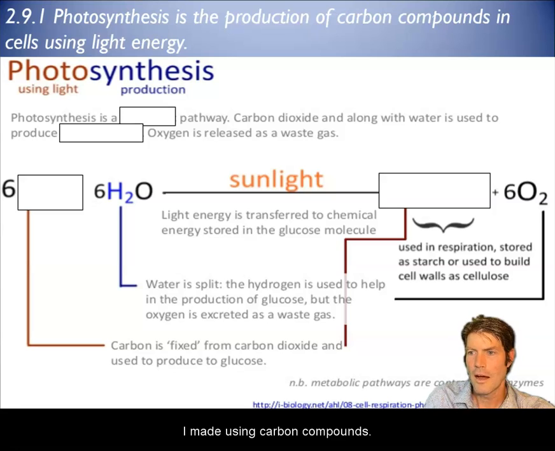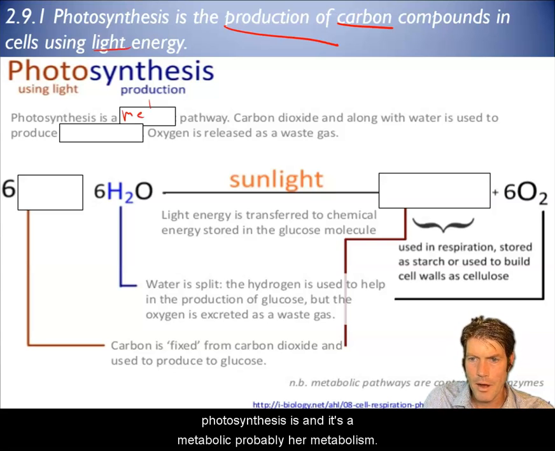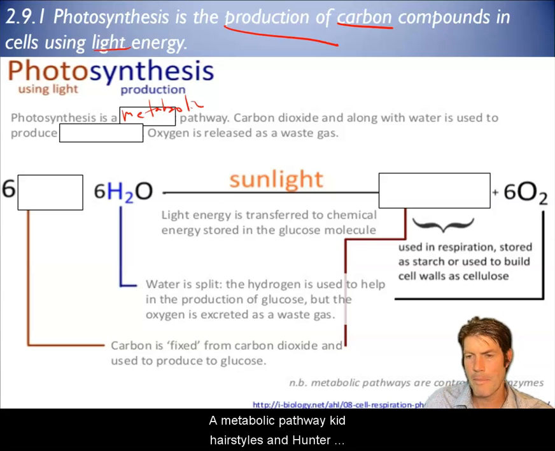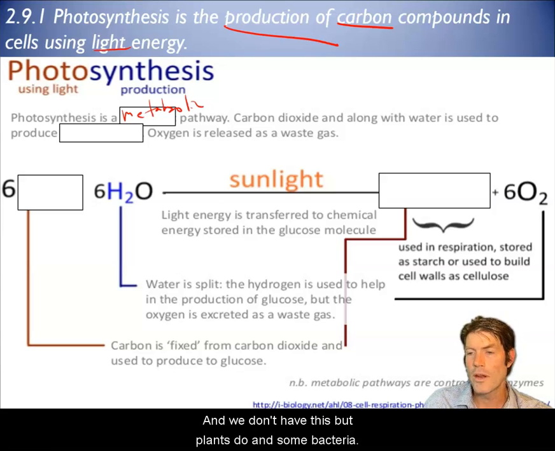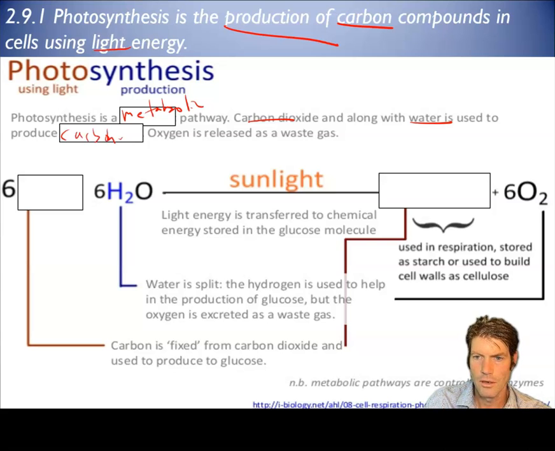So, photosynthesis is making carbon compounds using light energy. It's a metabolic pathway. You've probably heard of metabolism. There are hundreds of thousands of pathways, and this is just some. Photosynthesis happens to be one of the most important. We don't have this, but plants do, and some bacteria. CO2 and water are used to make carbohydrates, sugar.